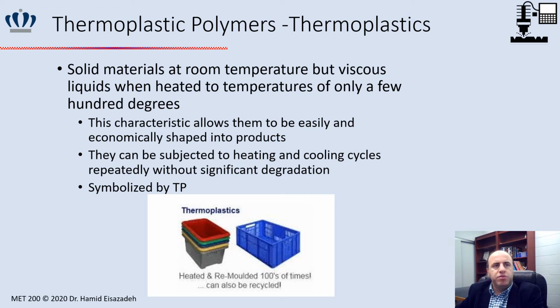First, here we have thermoplastic. Thermoplastic materials or thermoplastic polymers are solid materials at room temperature. However, they become viscous liquid when they are heated to only a few hundred degrees Celsius. They can be easily shaped into different products. They can be subjected to heating and cooling cycles repeatedly without significant degradation.